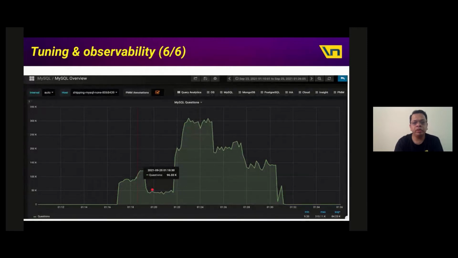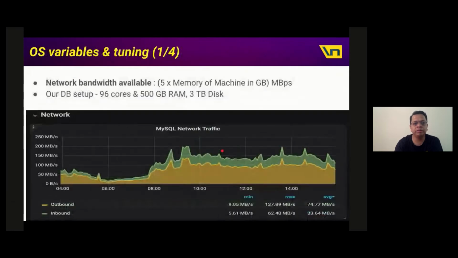So after doing all these tunings, you can see that we were able to achieve the 300k QPS as shown in this graph. There is one more angle here: sometimes you might need to optimize your OS level variables. One of them is, let's say, network bandwidth. In our data center, generally the bandwidth available to us is 5 times the memory of the machine. So if your memory is like 500 GB, then you will have 2.5 Gbps bandwidth available. In this graph, our utilization was well below the limit, so this was not an issue for us.